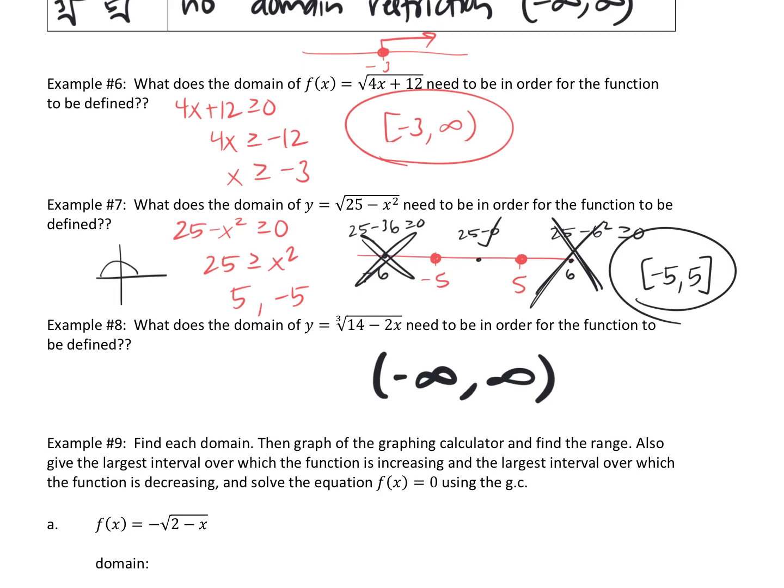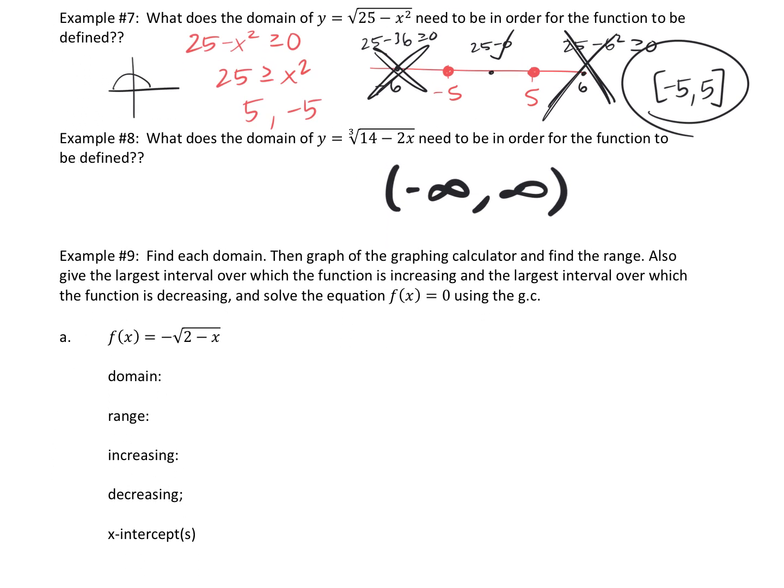All right. Example 9. This will be like the last few questions on your homework where you're identifying a few things by hand and by using your graphing calculator. It says to find the domain. So we're going to find the domain by hand, and then use our graphing calculator to find the range. On the graphing calculator, we'll be able to see where it's increasing or decreasing.